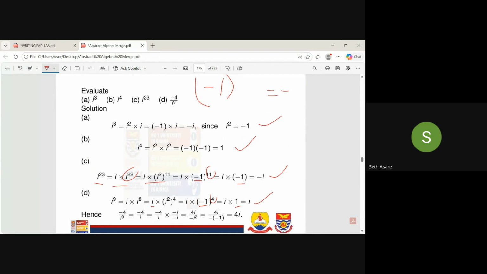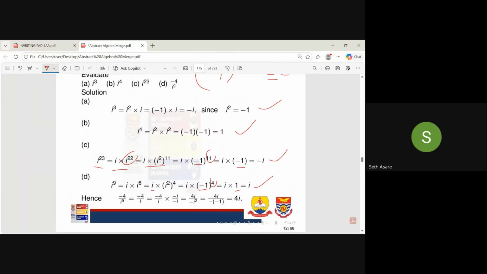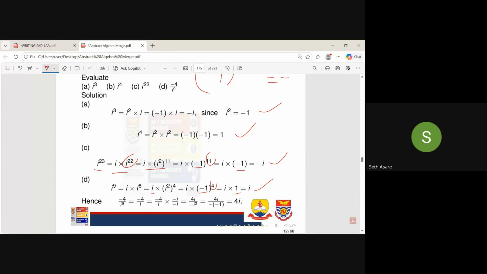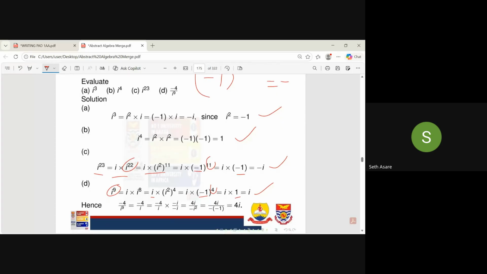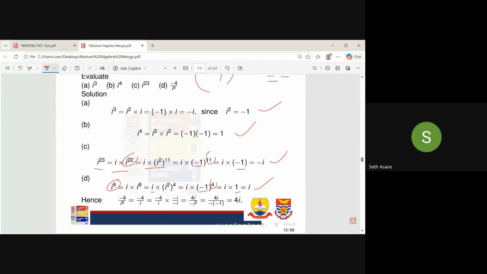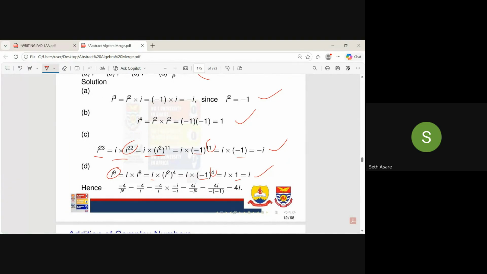Now, this is also what is given to us: negative 4 over i to the power 9. We have already done i to the power 9 here, and we had i. So what are we trying to do here? We write this one as equal to 4 to the power i. Is this one correct? Let's check.